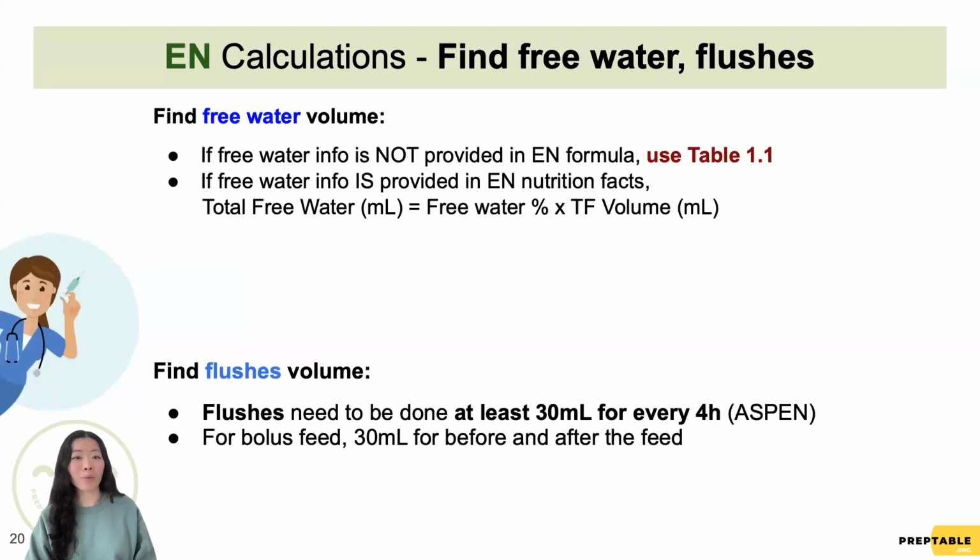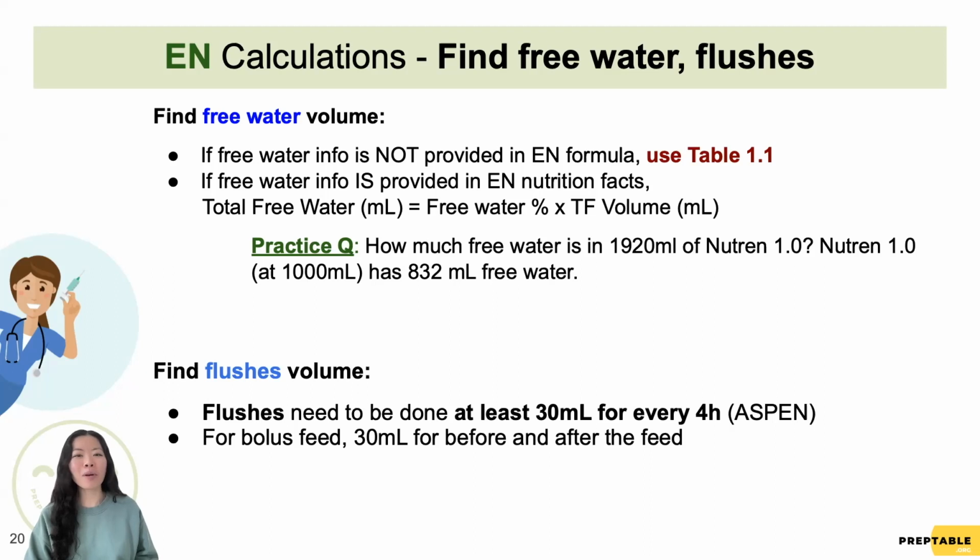Now that you're familiar with calculating EN macros, let's learn how to calculate free water, flushes, and hydration status. Let's start with free water. If free water is not provided in the tube feed formula, use our table 1.1, which allows you to estimate the free water based on formula kcal. But if free water information is provided, the total free water is free water percentage times the tube feed volume.